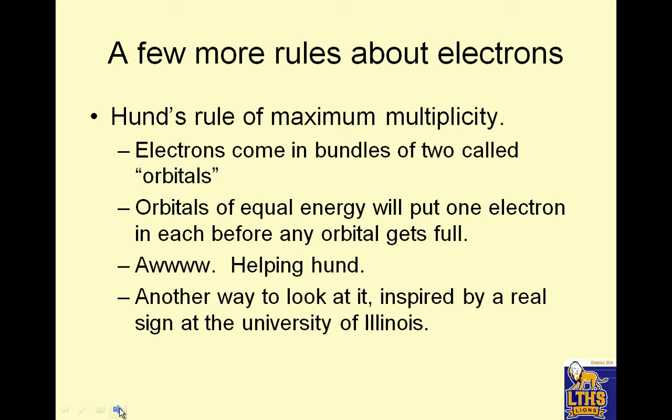A few more rules about electrons. There's Hund's rule of maximum multiplicity. Electrons come in bundles of two called orbitals. Okay, so like s, you know, it has two. That's one orbital. And it would look like this. Orbitals of equal energy will put one electron in each before anyone gets full. So if I have three orbitals of equal energy and I'm going to put five electrons in it, it feels like this. One, two, three. Aw, everybody got one. Aw, helping Hund.